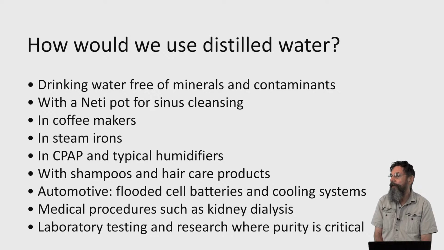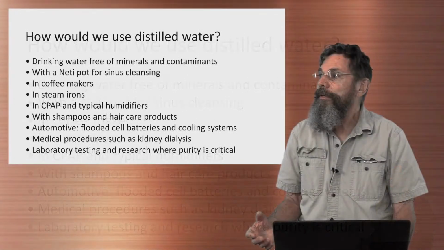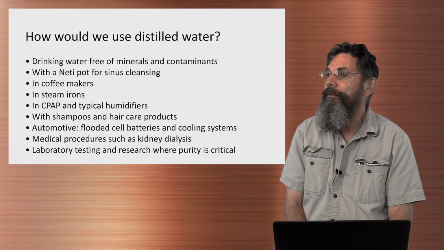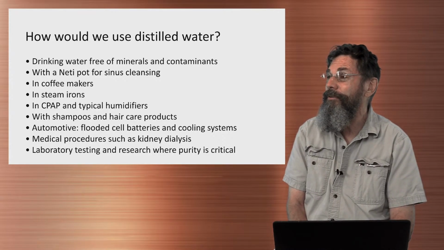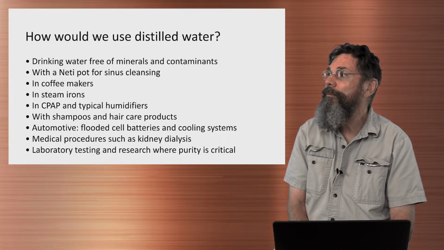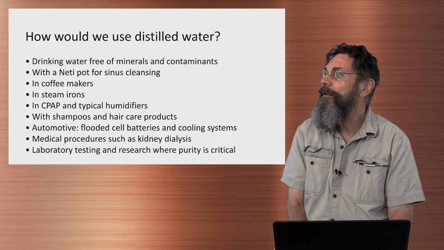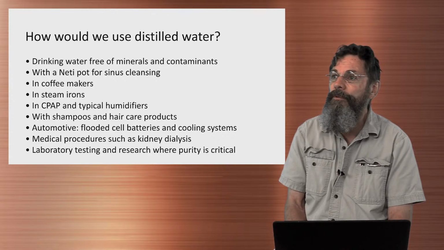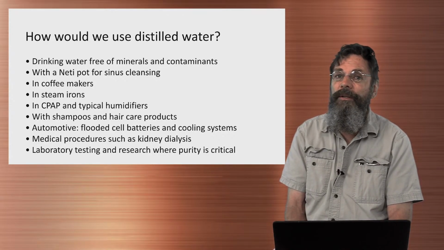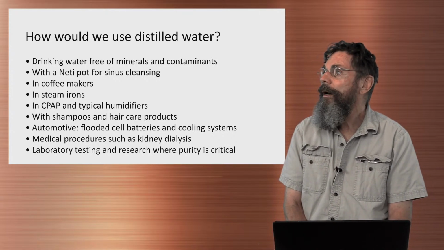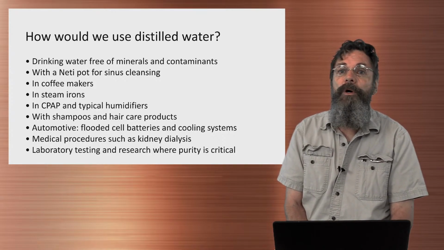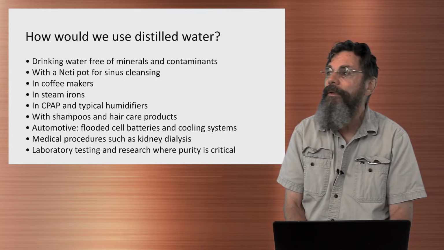Steam irons, that's a coffee maker you can clean fairly easily, but a steam iron is pretty difficult to clean without flushing it through. The passages in the iron are small and difficult to get to. So you might want to use more of a distilled water in there. CPAP machines and humidifiers, again, to prevent mineral buildup. They actually sell CPAP water in the stores to put in those machines. Some people stand by using distilled water for shampoos and hair care products.